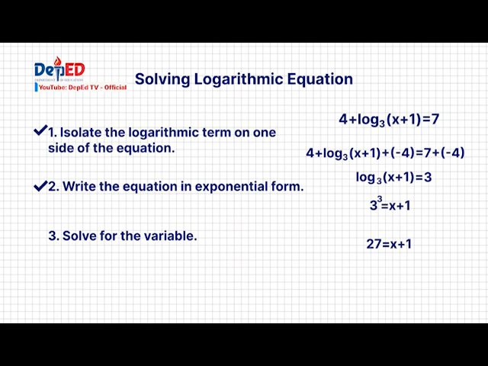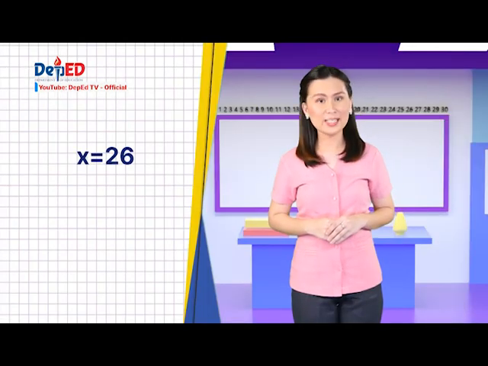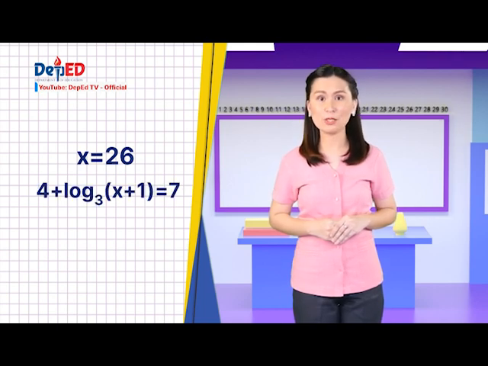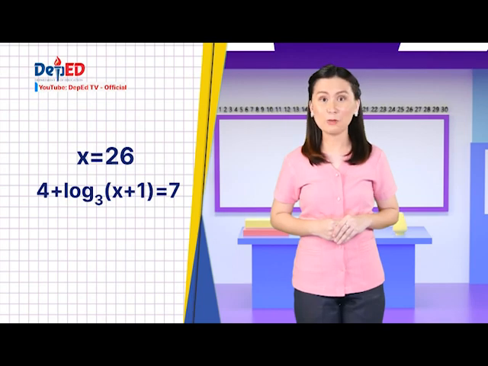By addition property of equality, we add -1 to both sides of the equation. That is 27 plus -1 equals x plus 1 plus -1. 27 plus -1 is 26. 1 plus -1 is 0. Thus, we have 26 equals x. Hence, x is equal to 26 for the equation 4 plus the logarithm of the quantity x plus 1 with the base 3 equals 7.